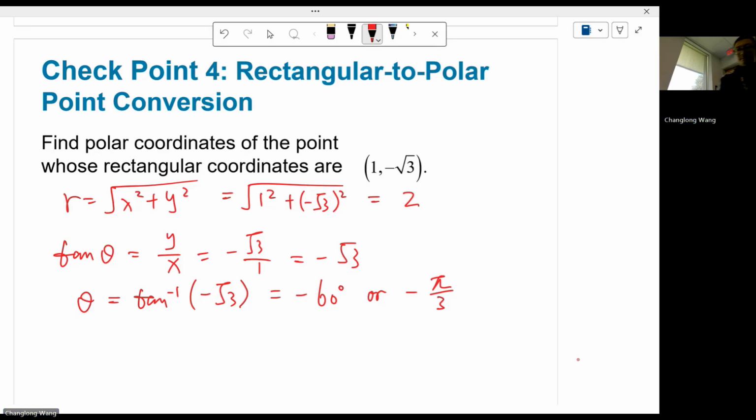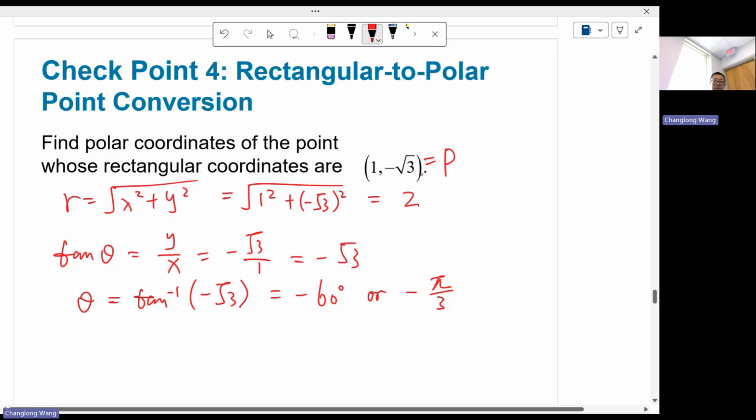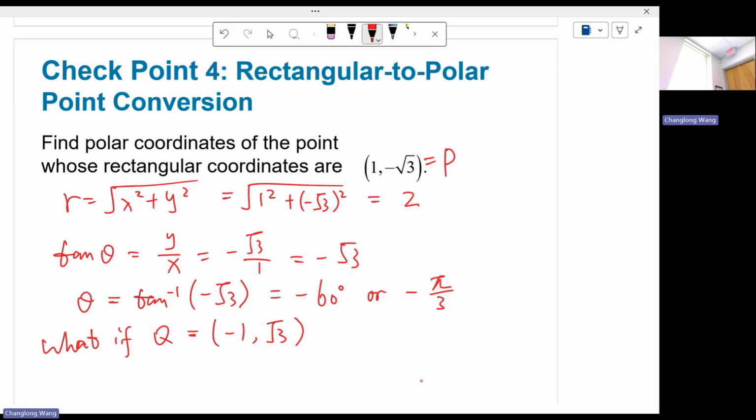But what if? So if this is the point P, what if you do the same thing for the point Q, which is -1 comma positive radical 3? Can you carry out the same calculation for the angle theta for the point Q? Go ahead, do it. Find out the angle theta given the x, which is -1, not +1, but y is positive radical 3 instead of a negative radical 3.